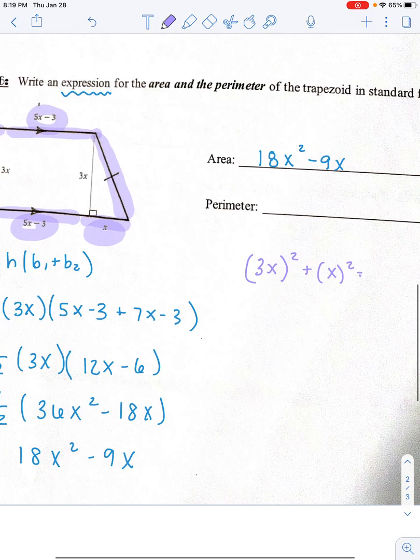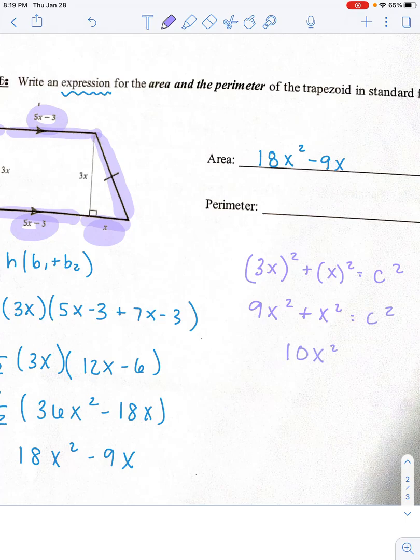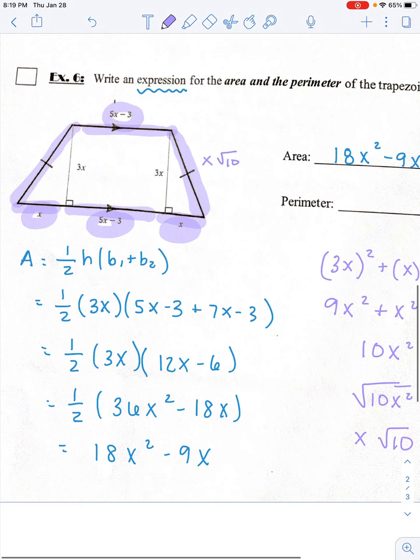So I've got (3x) squared plus x squared equals, we don't know, so we'll say c squared. (3x) squared gives me 9x squared plus x squared equals c squared. That gives me 10x squared equals c squared. Take the square root. I get the square root of 10x squared equals c, which becomes x radical 10. So c is x radical 10, and x radical 10.